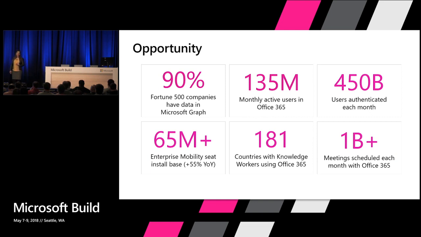Now, we always like to put in data and numbers out there, and we actually feel very proud about these ones. 90% of Fortune 500 companies are using our services and hence have data in the Microsoft Graph. Over 700 million connected Windows devices, 135 million users in Office 365. Just like a ginormous amount of times that our users log into a service on a daily basis. If we think about enterprise mobility and security, there's over 65 million organizations that are using our services, over 181 countries around the world. So this is a lot of potential.